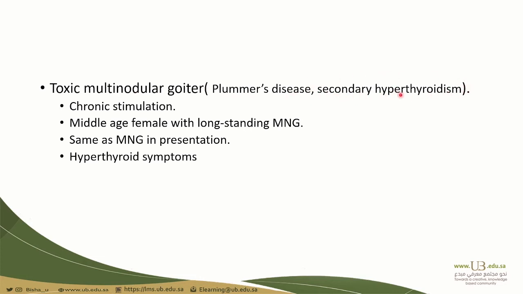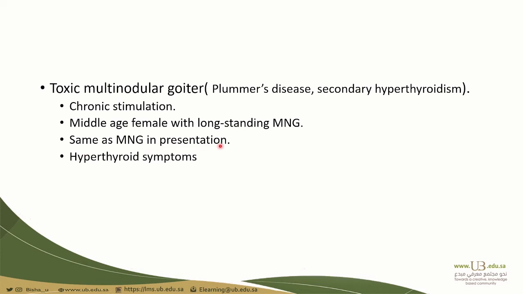In other types of endocrine problems, we call it secondary once it comes from the pituitary, for example. But here, the secondary hyperthyroidism is different. We call it secondary hyperthyroidism if we have a multinodular goiter which was simple and it became toxic. The main etiology is chronic stimulation. Most patients are middle-aged with long-standing multinodular goiter.